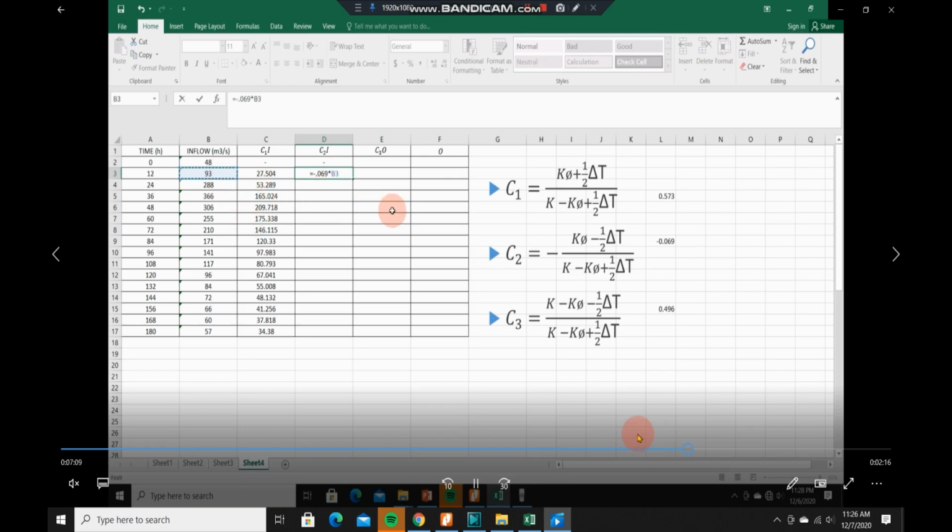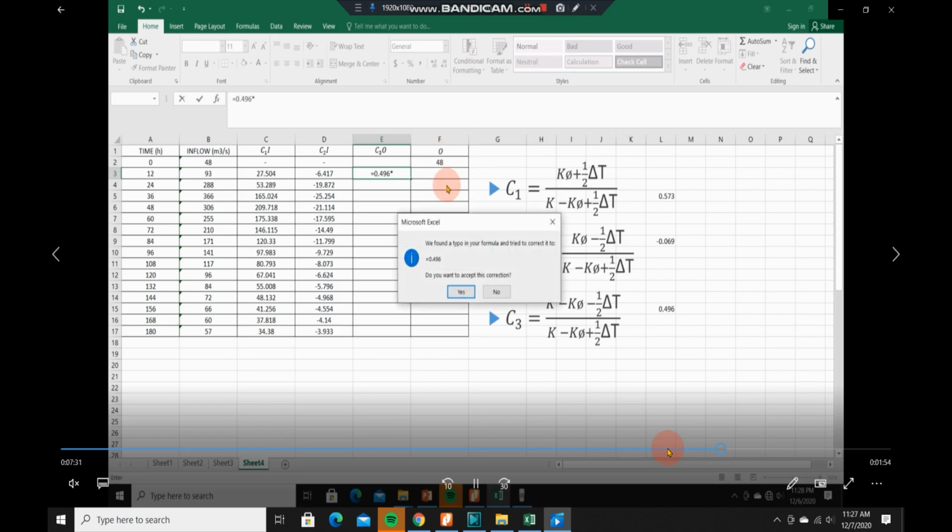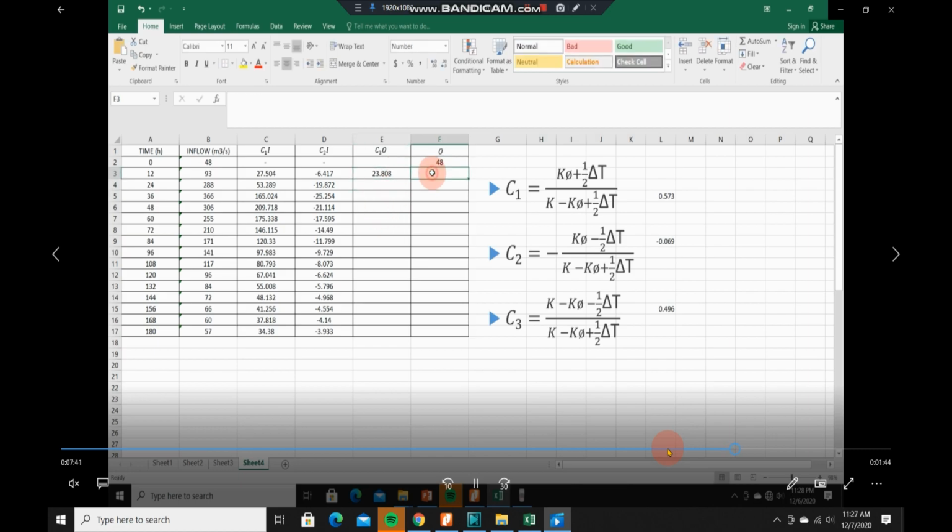Multiply C1 by 93. And for C2I2, multiplying C2 by our discharge at the second 12-hour period, so it is equal to 93. So drag it down, same process. And our outflow here is 48, so we'll multiply C3 by the outflow at the first hour. And to determine the next outflow, I just need to add C1I1, C2I2, and C3O1. And then the same process again. The outflow multiplied by 0.496. And then taking the sum of the three terms. So same process until the end.